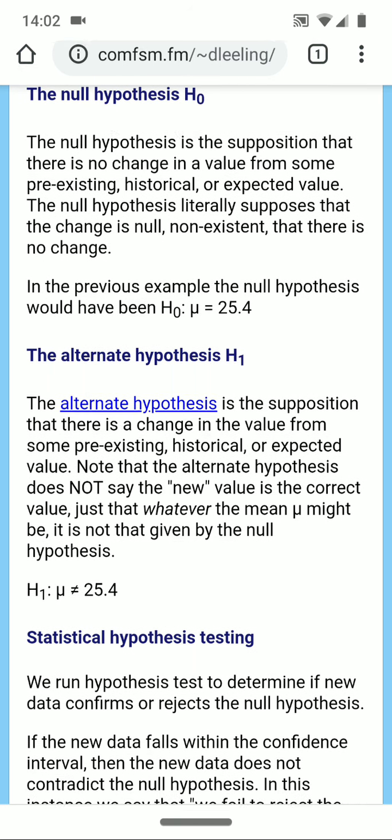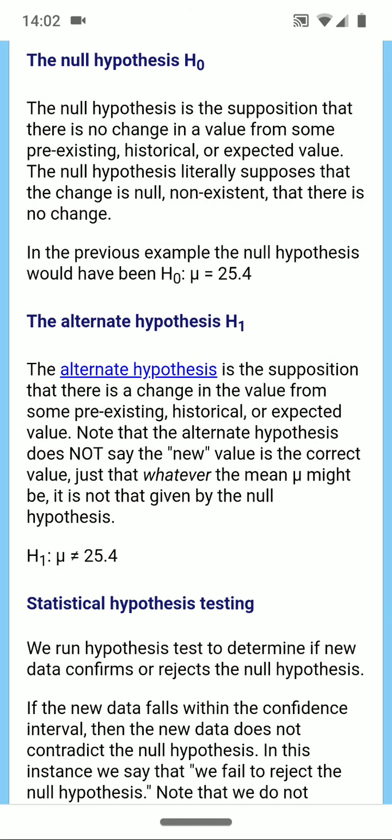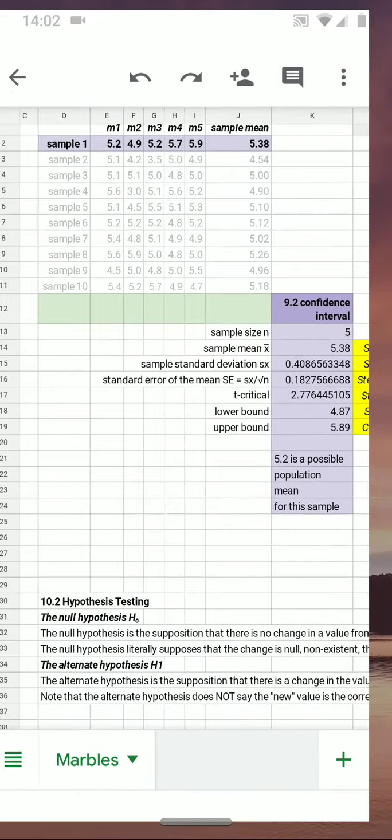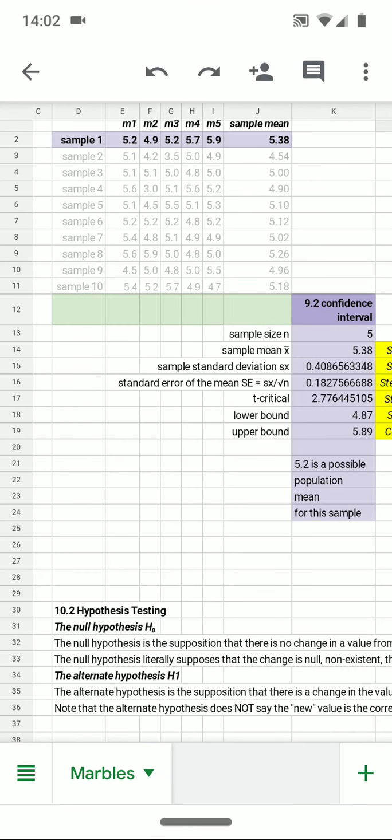So we run hypothesis tests to determine if data confirms or rejects the null hypothesis. This is similar to what we were doing, essentially the same as our confidence interval tests. I'm going to use the same example as I used in 9.2.